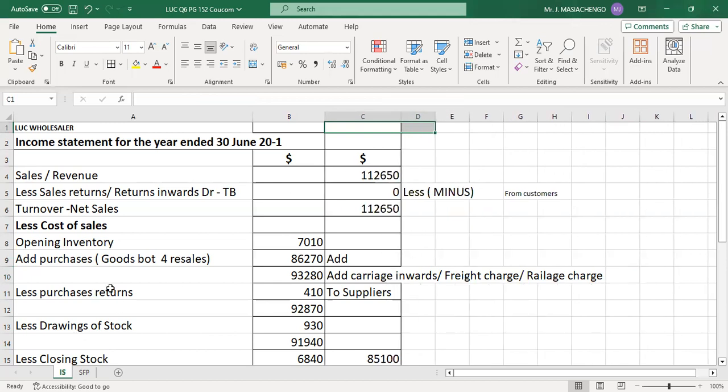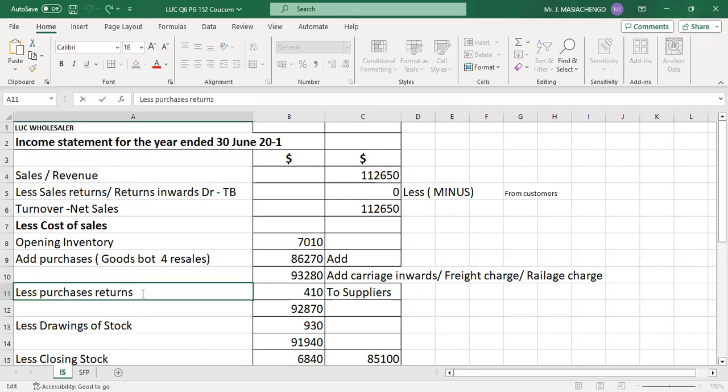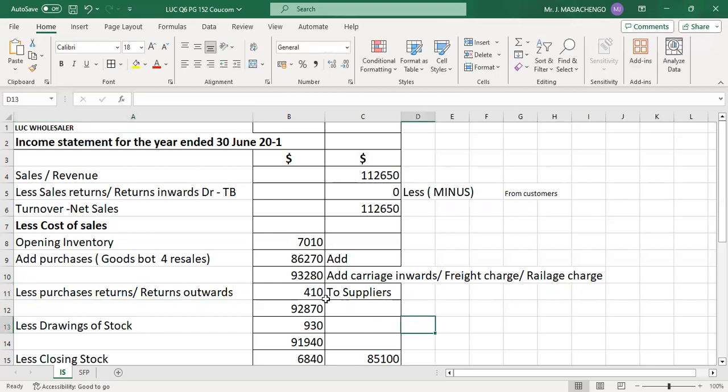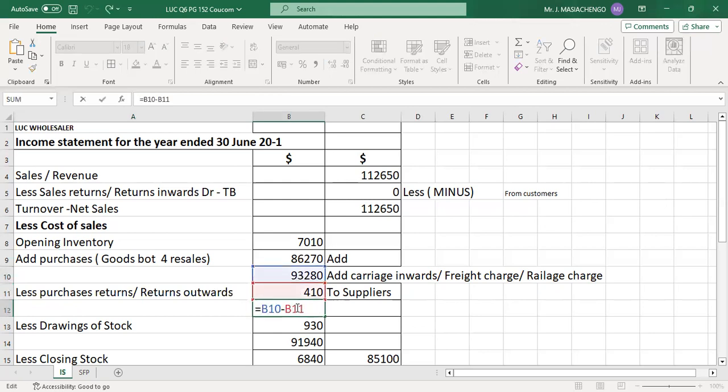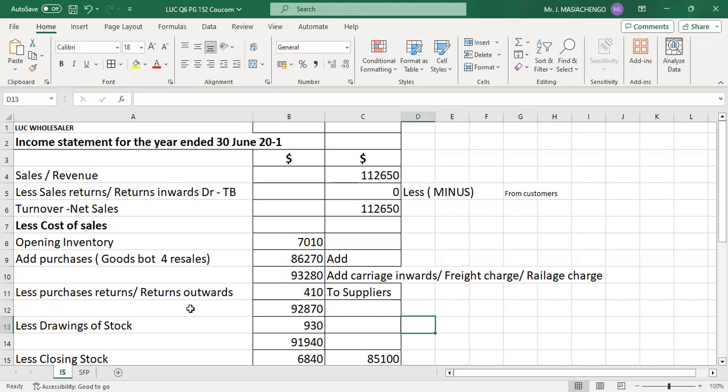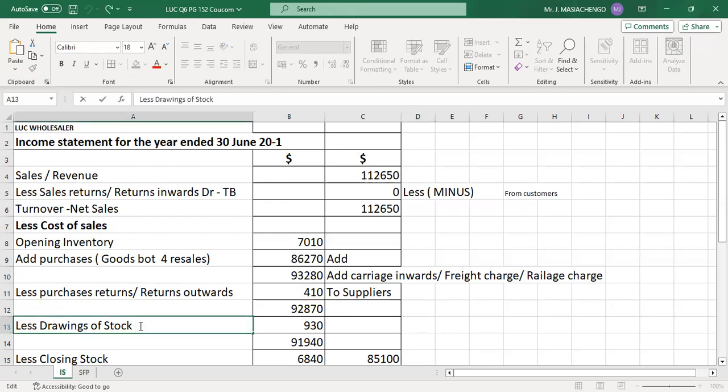So when it returns outwards, they're also called purchases returns. That's the same name. Purchases returns are also called the returns what? Outwards. Returns outwards. When I'm saying outwards, as it sounds, it means they're leaving the business, they're going out of the business. All right, that's what we subtract. So we're going to say from this figure, we subtract this, then we get this. I think you can actually see from my Excel, I inserted a formula. It's B10 minus B11.